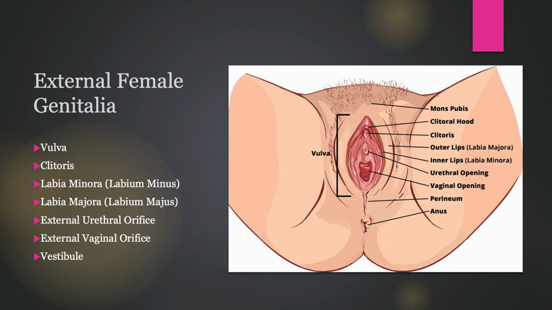Then we have the vestibule. In this photo, it doesn't actually show or point out where the vestibule is, but the best way I could describe it is the area basically from one inner lip to the other inner lip. So that little section, if that makes sense.